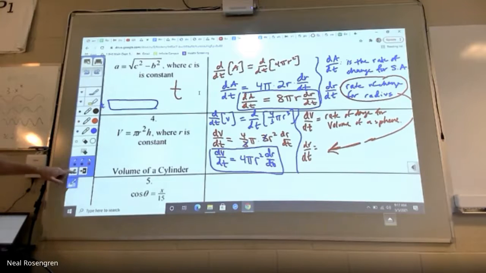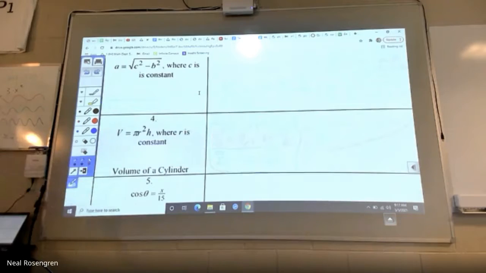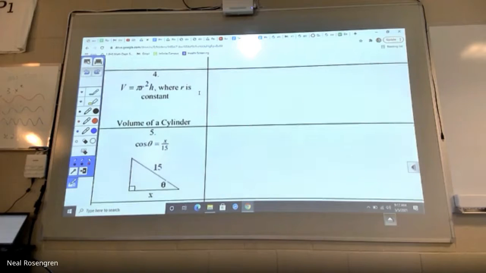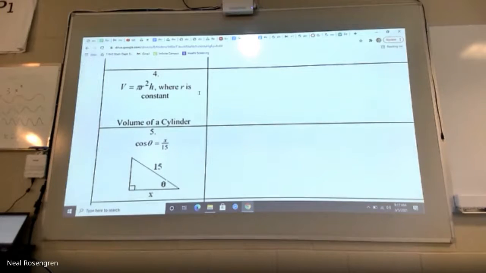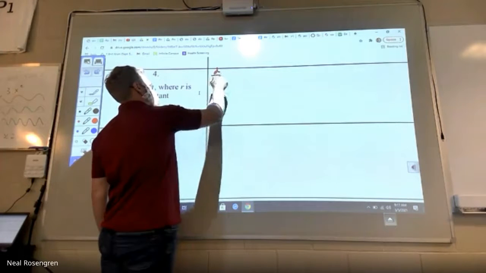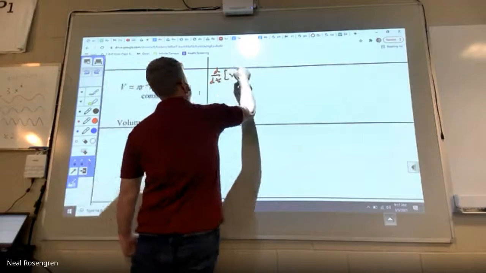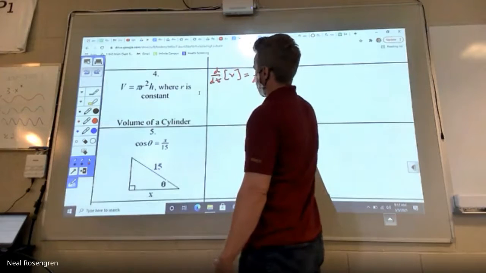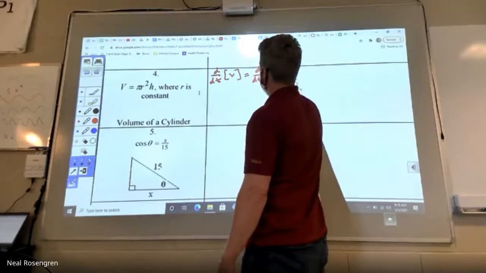I guess because we're running a little short on time, maybe we'll actually do some related rates tomorrow. Let's just do one more here. Let's do number 4. Because every time we'll do it, we'll find the derivative as we go. But let's find d/dt of both sides. Pi r squared h.